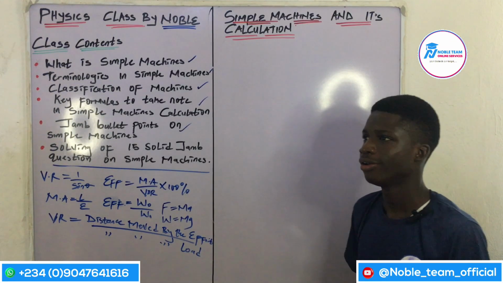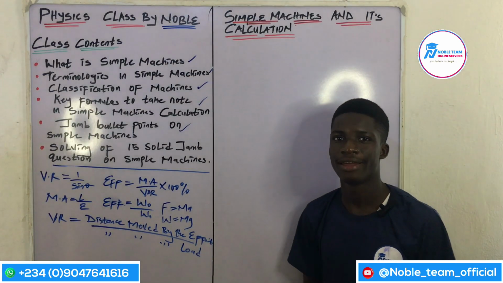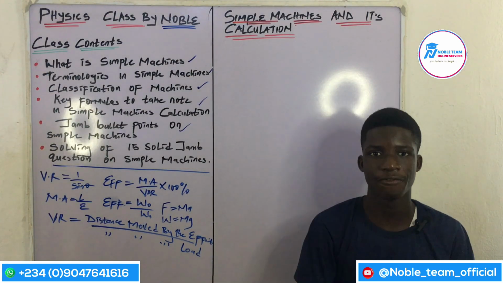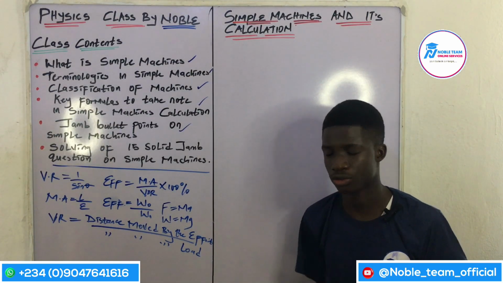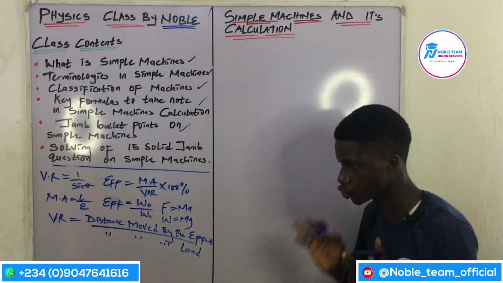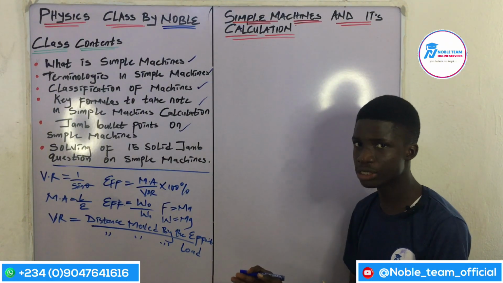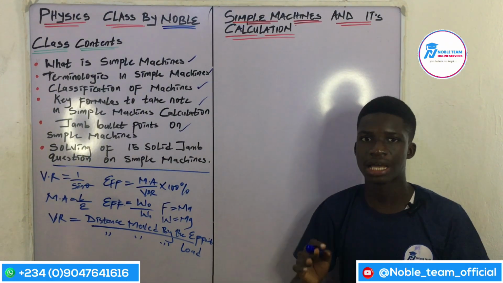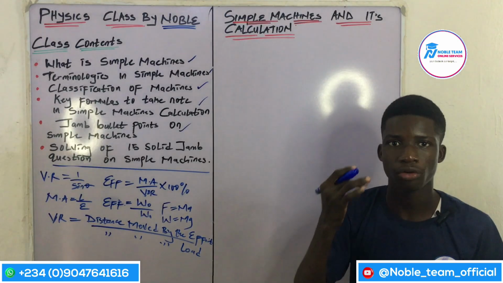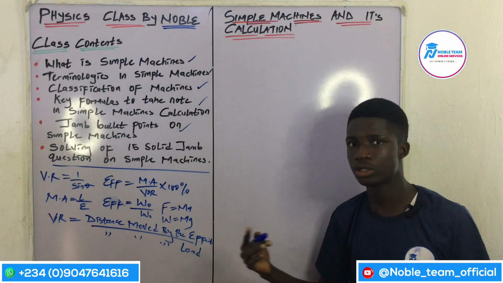1,200 Newton. Now this is how to identify an effort and also identify a load. It's very, very simple. All you have to do is read the question calmly. You understand? You read it calmly. Now this is how to understand and figure out the load and the effort.